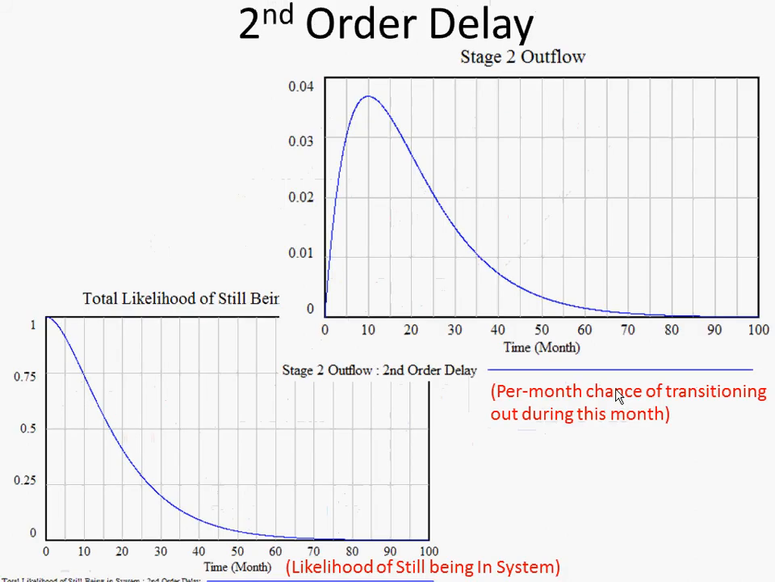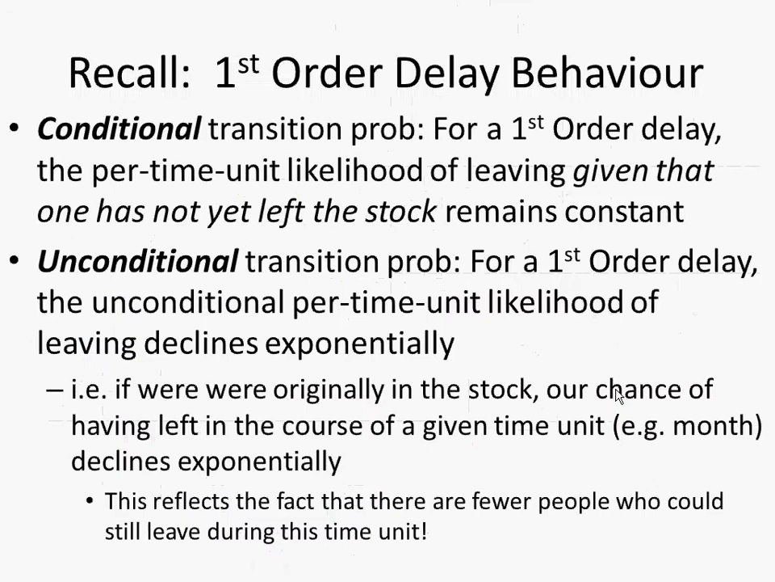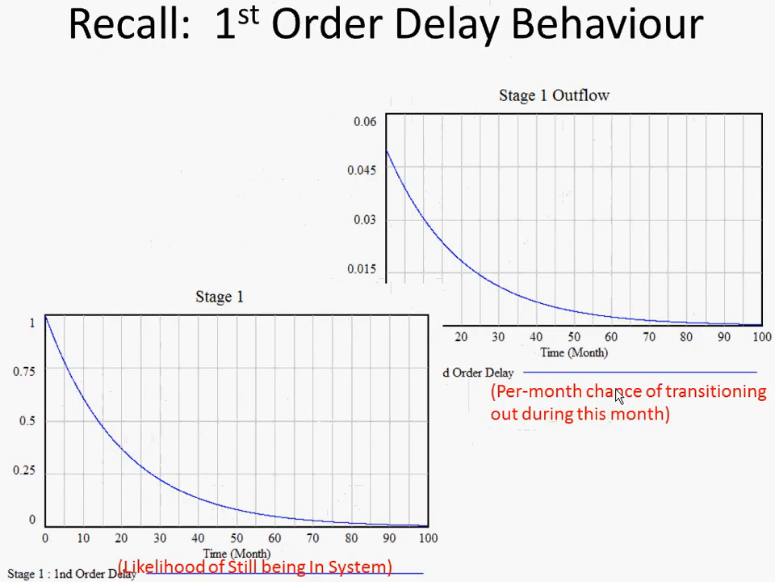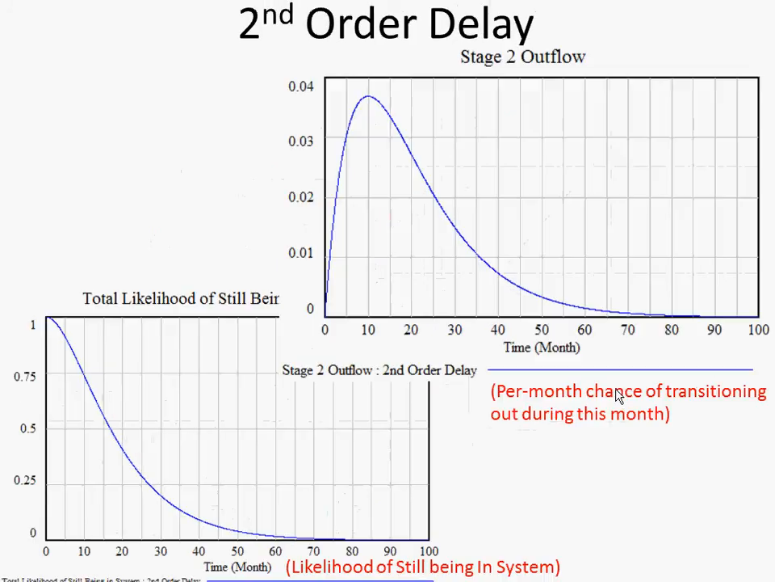So this is the behavior of a second order delay. So a first order delay, if we had some input, this is a case where the stock is starting full and then it drains down, we get some exponential decrease in the number of items in the stock. Similarly, we get an exponential decrease in the outflow with a first order delay. With a second order delay, this is what we get. We get the likelihood of still being in the system starting high and going down.